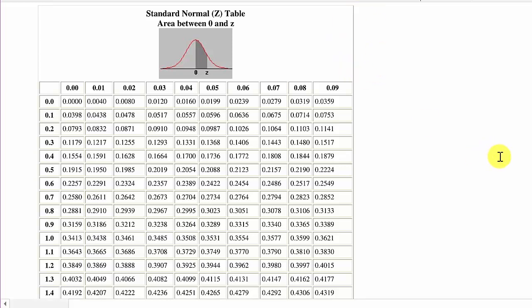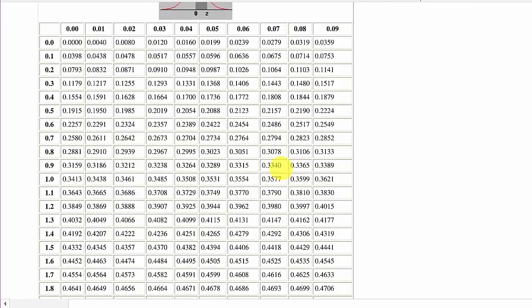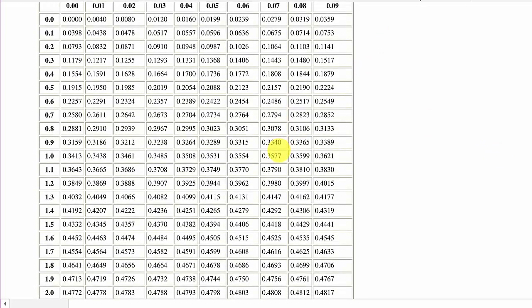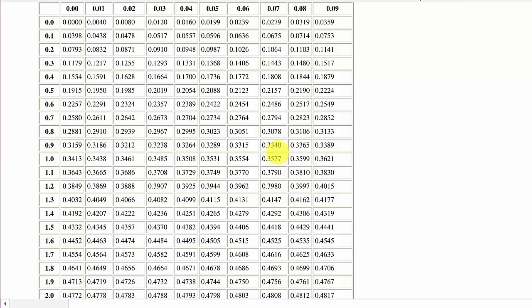All right, so we need to look up 2.05. I'm barely getting that on there, but let's look. We have 2.0, and then we need to go across to where we have the 5 in the second decimal place. And so that is 0.4798.